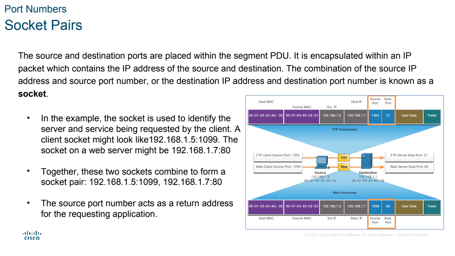This socket is for which service? Who can tell me? :80. Yalla. Who can tell us, please? It's easy. This one. 80 we said is HTTP. Okay. So these two sockets combine to form a socket pair. So the source port number acts as a return address for the requesting application. So this is the request. Please, this is very good explanation here.